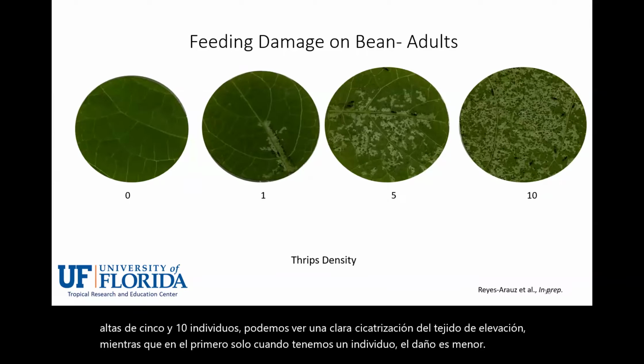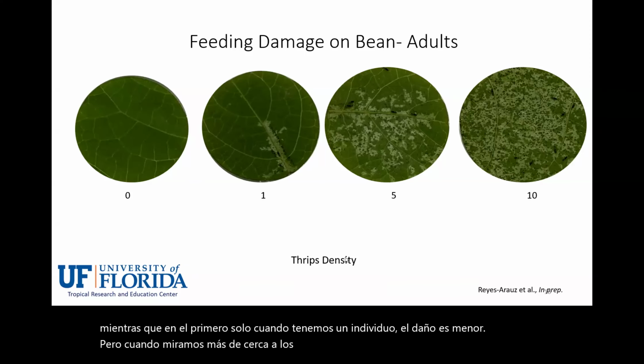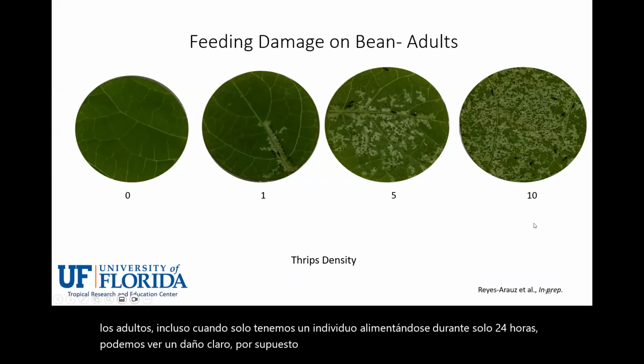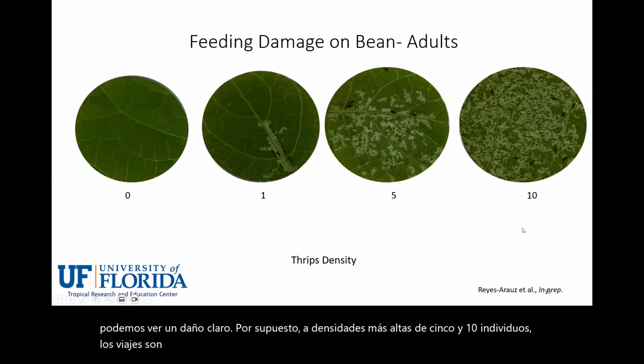But when we take a closer look at the adults, we can see a clear difference: even when we have only one individual feeding for only 24 hours, we can see clear damage. Of course, at higher densities of 5 and 10 individuals, thrips are very aggressive and they cause a lot of damage to the tissue.